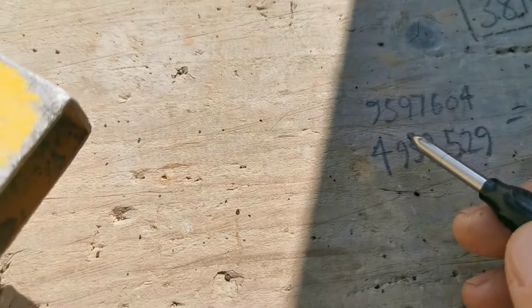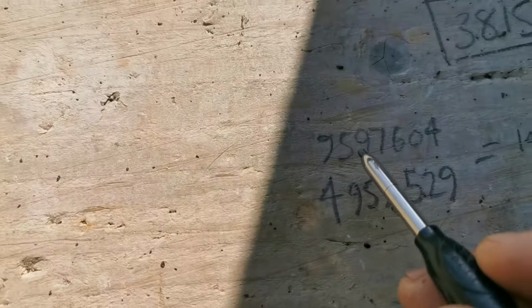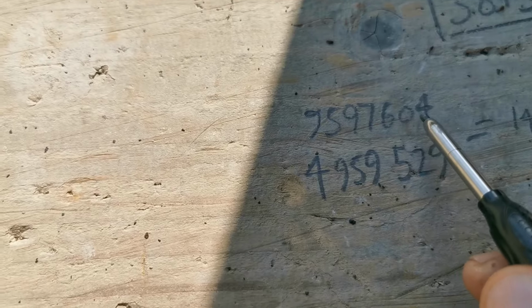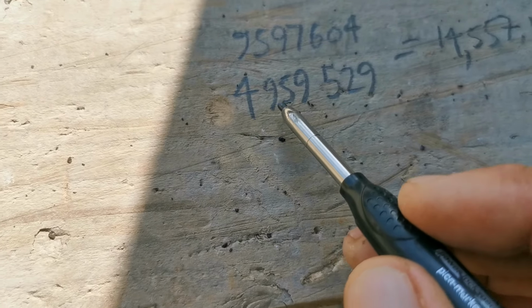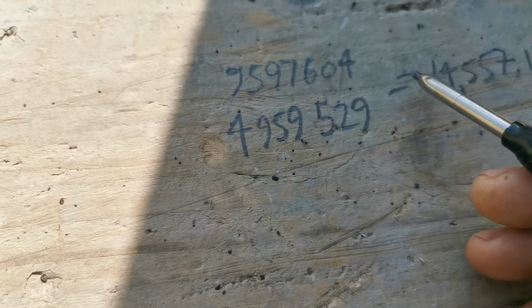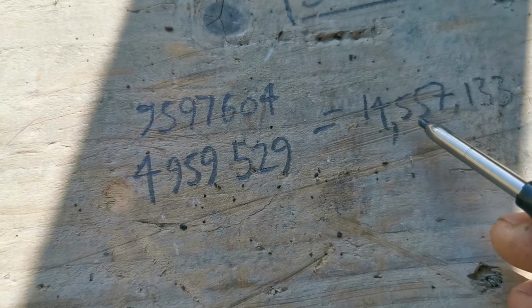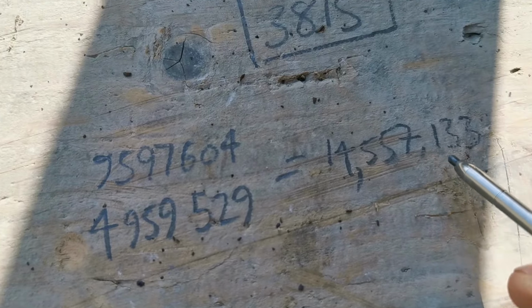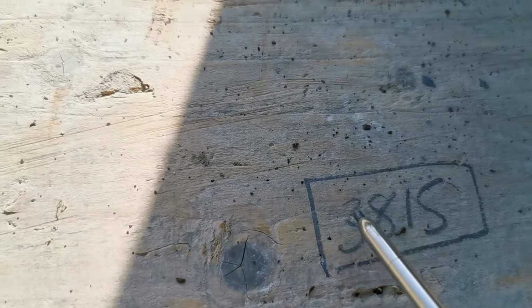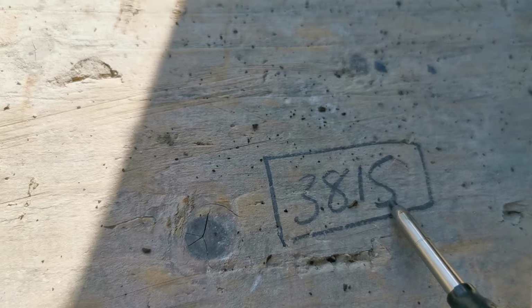So the square of 3098 is 9,597,604. The square of 2227 is 4,959,529. If you add them two together, you get 14,557,133. You take the square root of that, you get 3815.